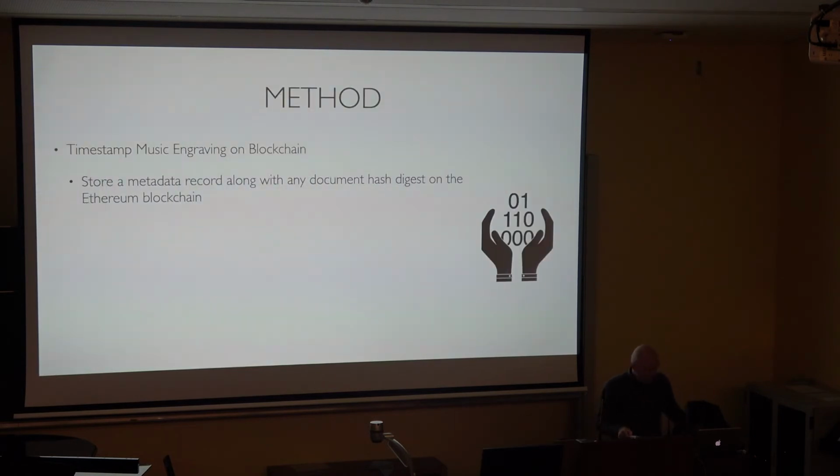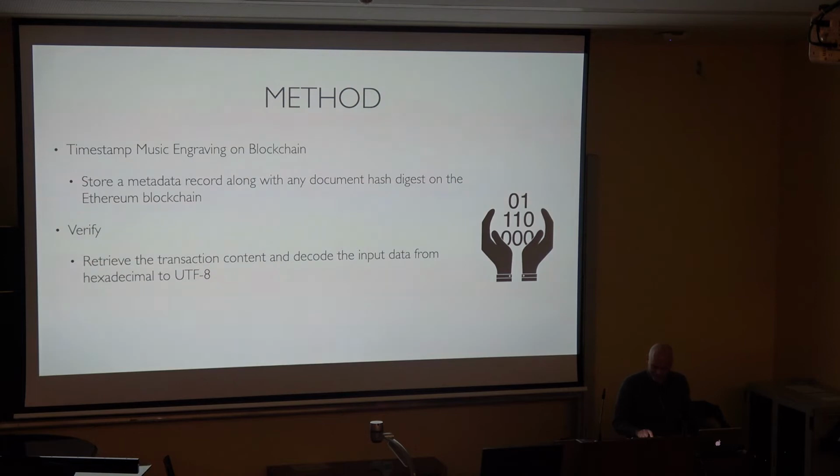The method consists of storing a metadata record along with any document hash digest on the Ethereum blockchain. A JSON object means that it will extend the functionality of the blockchain, and verifying the metadata is simple. We retrieve the transaction content and decode the input data. We will see in the demo right after this that the data is converted into hexadecimal code, which is a bit ugly, but it's okay.